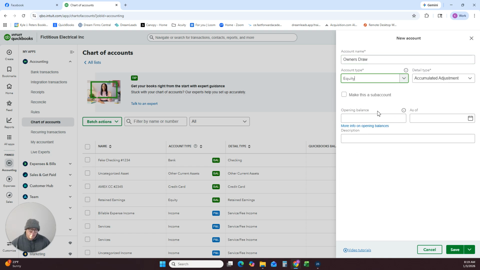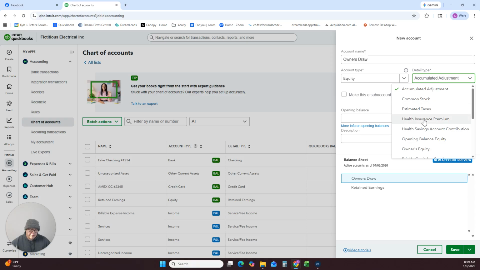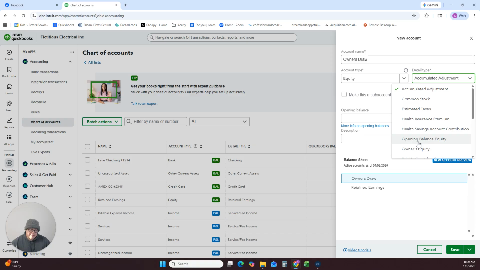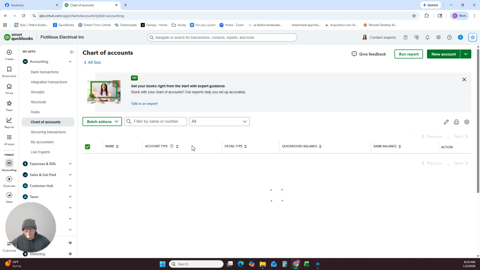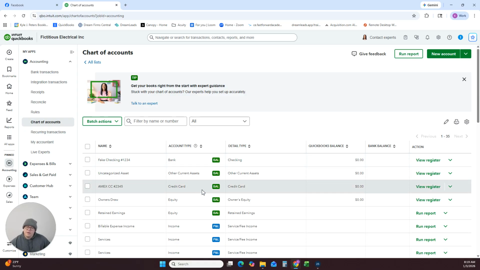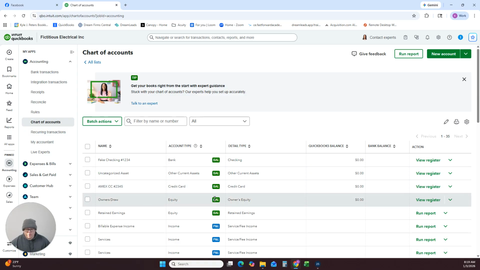So this is going to be equity, and you can do, yeah, owner's equity is fine. So save. Let's just say you used the wrong card. You stopped and you went to the grocery store. You used the wrong card, used your business card, and now that transaction hit your bank account. You're just going to put it as owner's draw, or if you transfer money out of your account, that's going to be owner's draw.